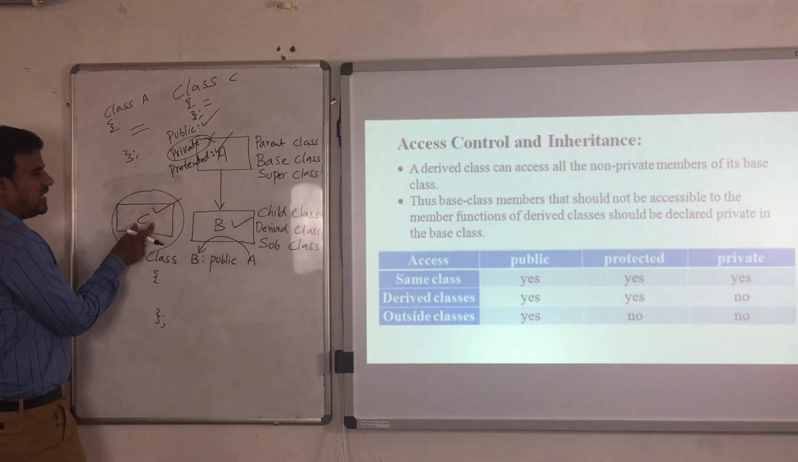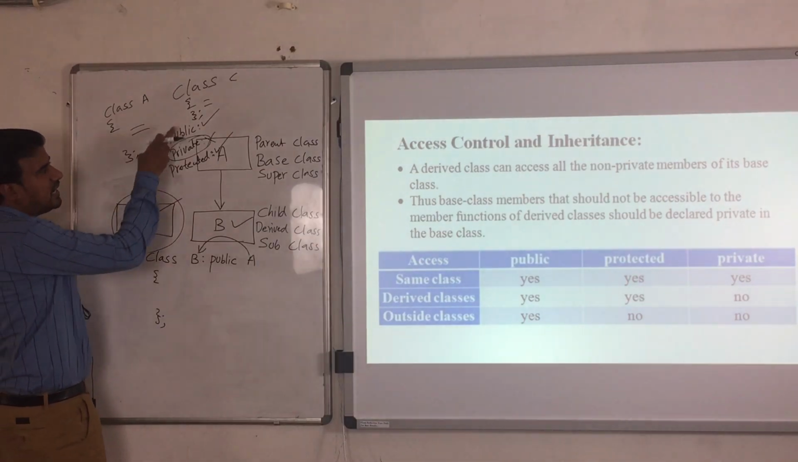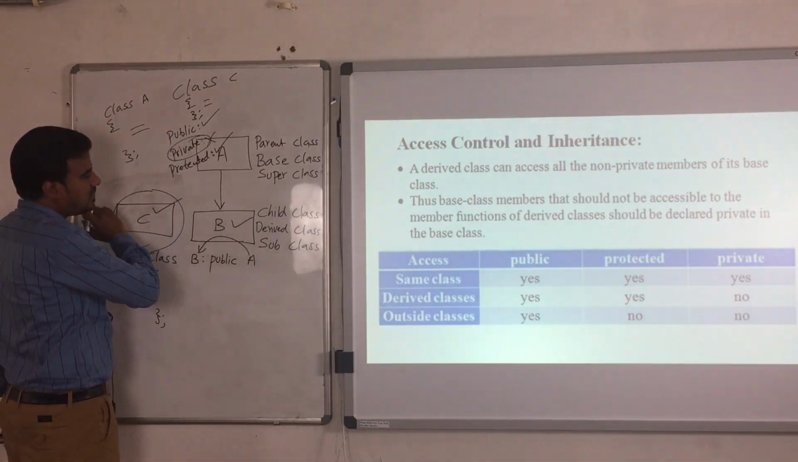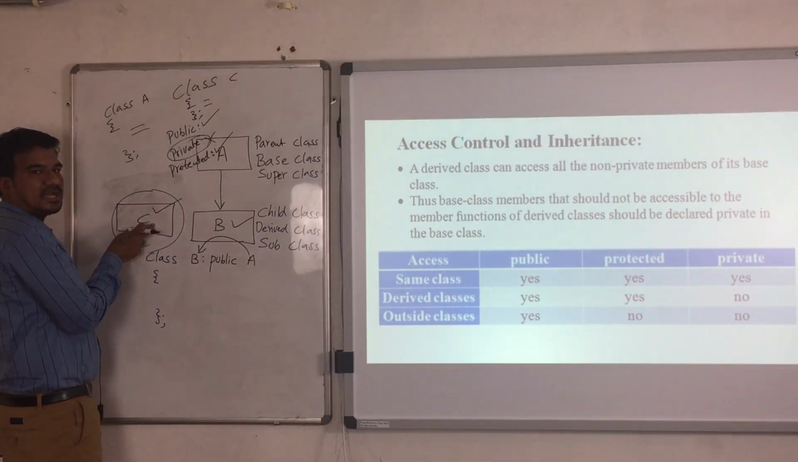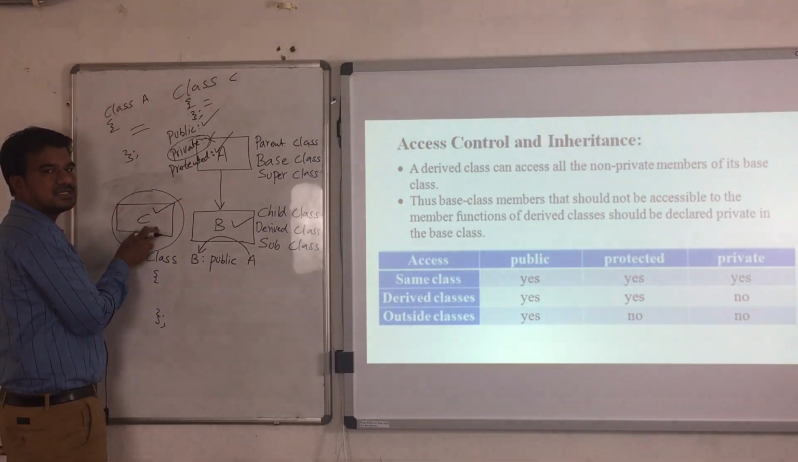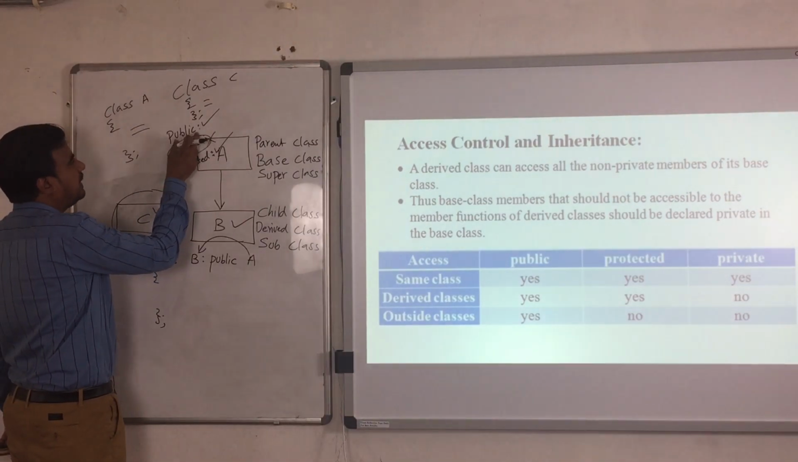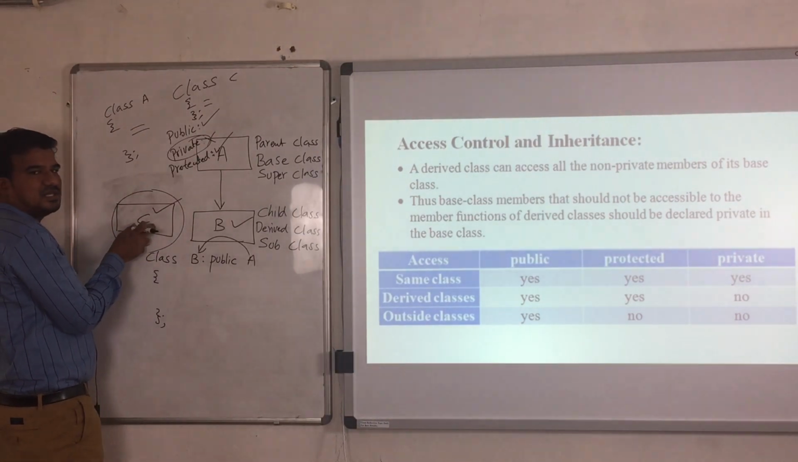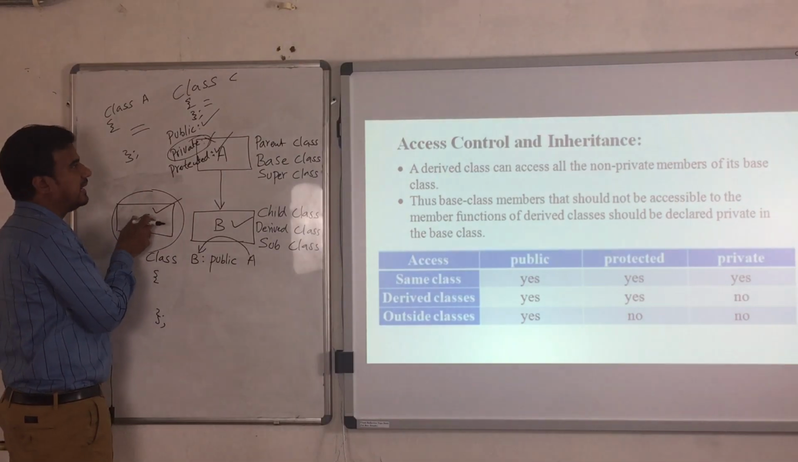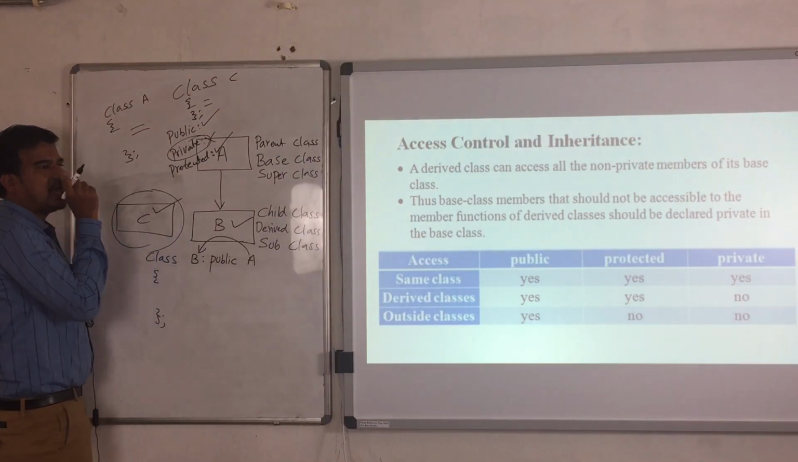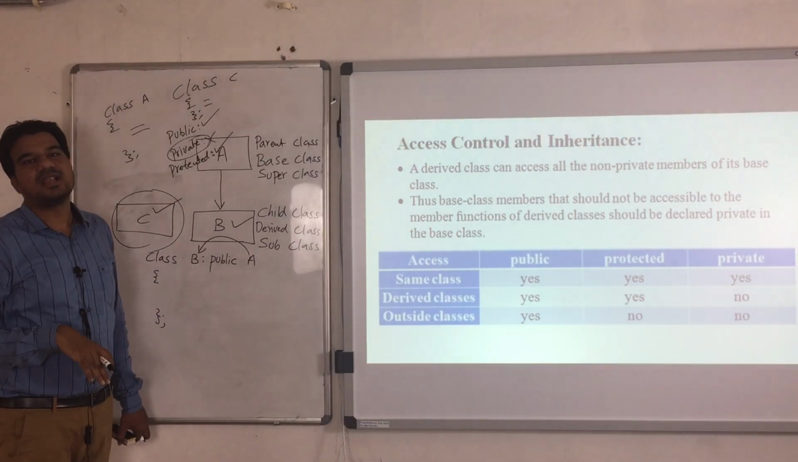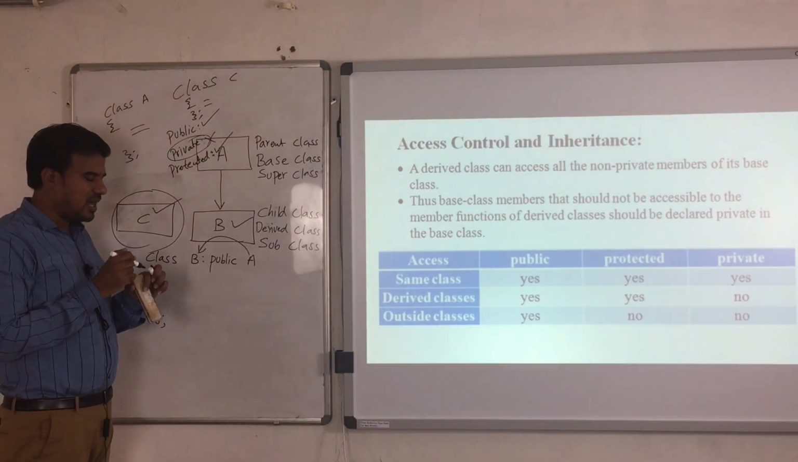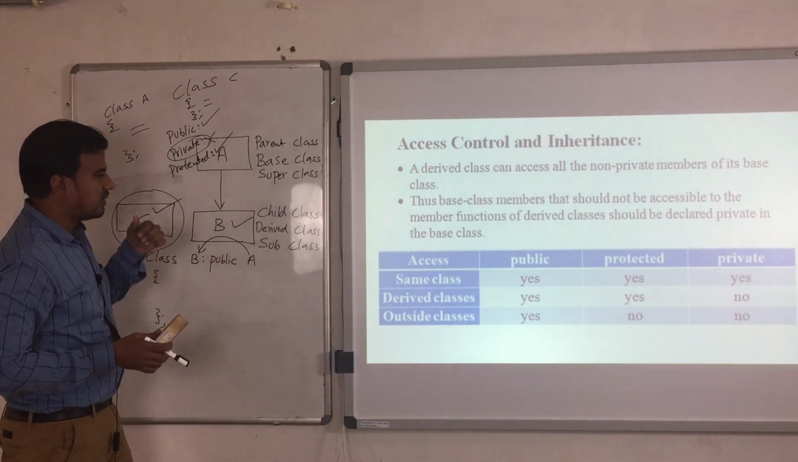Now, if you see this C class, only the public data members can be accessed from this C class. Clear? Only the public data members can be accessed from this C class. And the private and protected are completely restricted. We cannot access them outside the class. Clear?